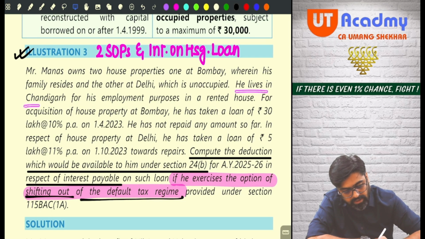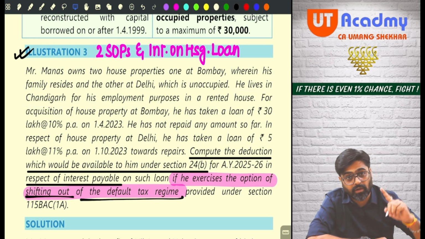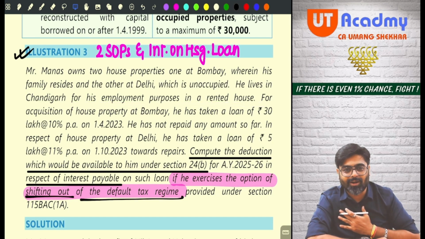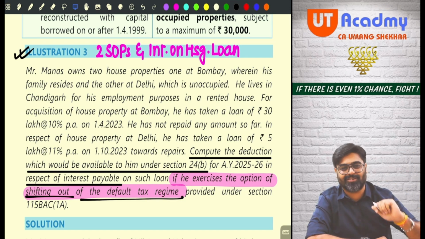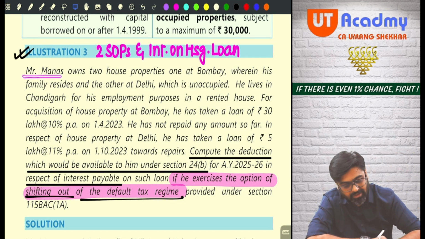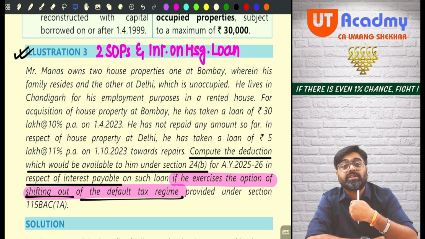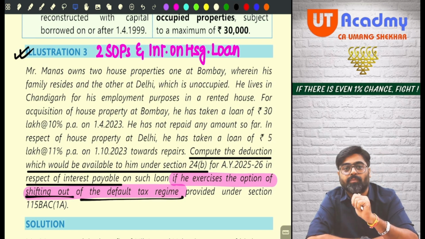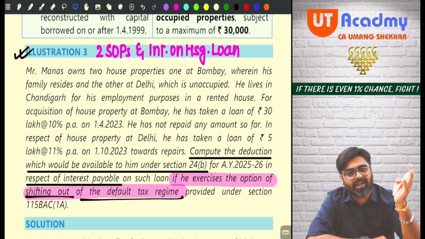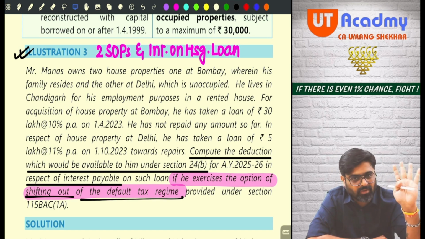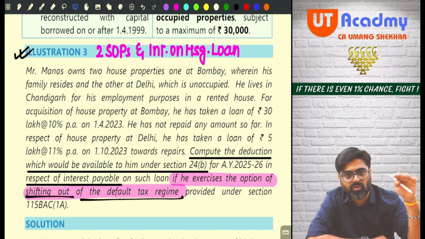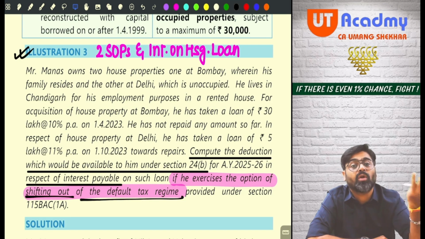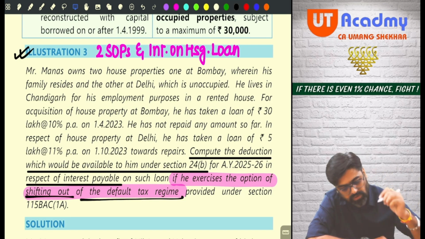He lives in Chandigarh, a third place, for his employment purpose in a rented house. Thank God in Chandigarh he is not having his own house. So Manas is having only two houses which he owns, one in Bombay, one in Delhi. And both the houses are SOPs. Chandigarh is the rented house. He is not the owner of that house. So forget about Chandigarh house. Chandigarh house will not come under the head house property because it is his rented house. He does not own that house. Getting my point? Next one.